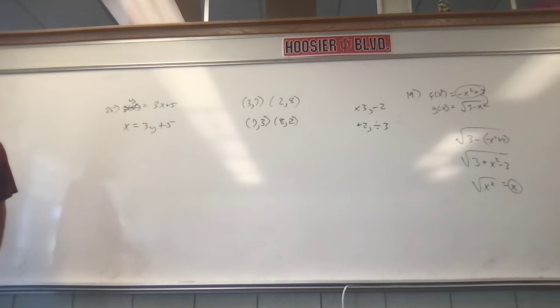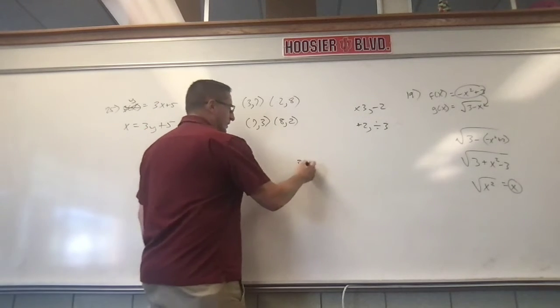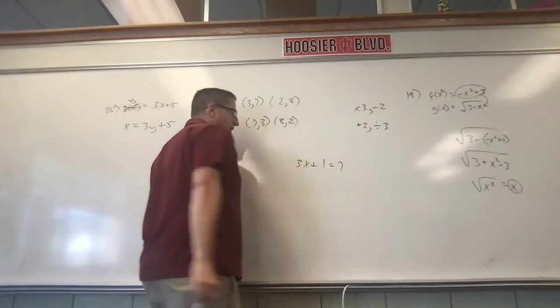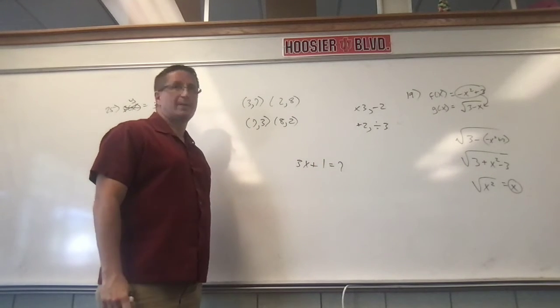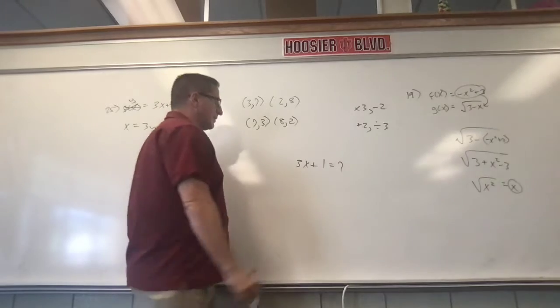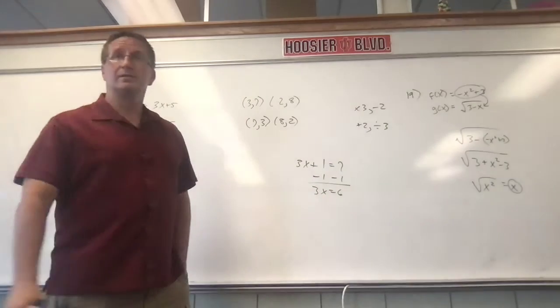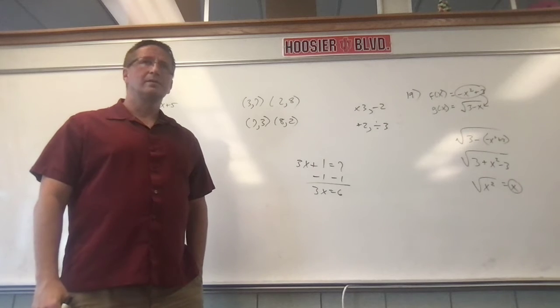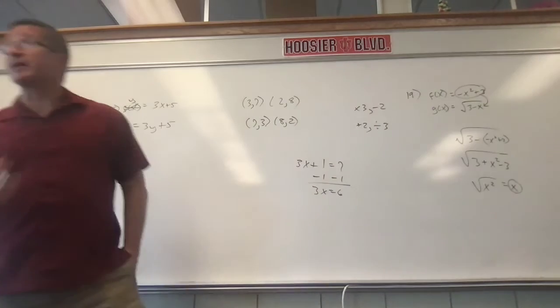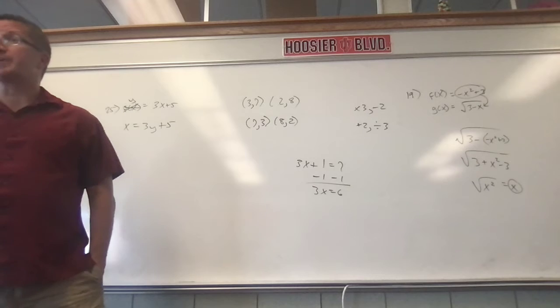Okay, let me give you a clue right here. 3x plus 1 equals 7. Okay? We're getting very basic here. I'm not making fun here. How do I solve that? Minus 1. Minus 1. 3x is 6. Are we done? How come? Because we got x by itself. In order to be done, you got to get x by itself.